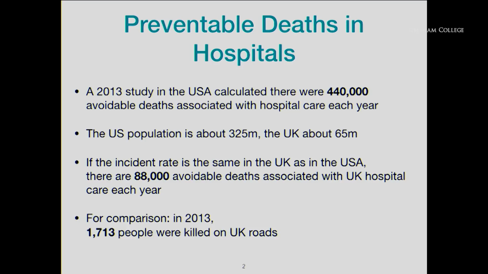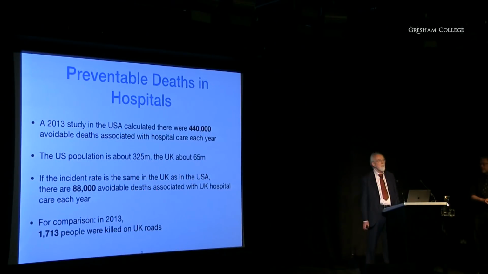Now, that's much higher than the official NHS figures, and we'll explain firstly what the NHS figures are and why there is that difference in just a moment. As a comparison, just to scale those numbers, in 2013, 1,713 people were killed on UK roads. So it's a much bigger potential issue, if you believe our numbers, than road deaths and injuries.